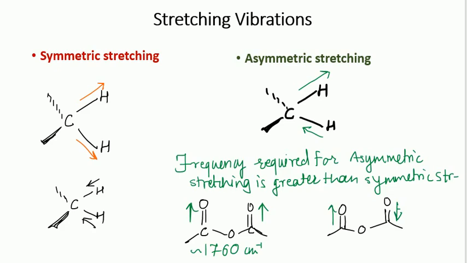While in the second case, the first bond is elongated and the second bond is compressed, meaning asymmetric stretching is there, and the approximate wave number value is 1800 per centimeter. So this is the difference. Asymmetric stretching requires more frequency as compared to symmetric stretching.